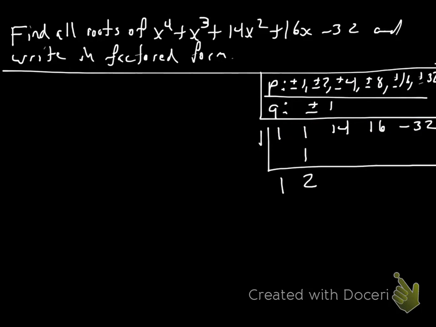1 comes down. 1 times 1 is 1. 1 plus 1 is 2. 1 times 2 is 2. 14 and 2 will make 16. 16 times 1 will be 16, excuse me. 16 plus 16 is 32. 32 times 1 is 32, and then we have a remainder of 0.